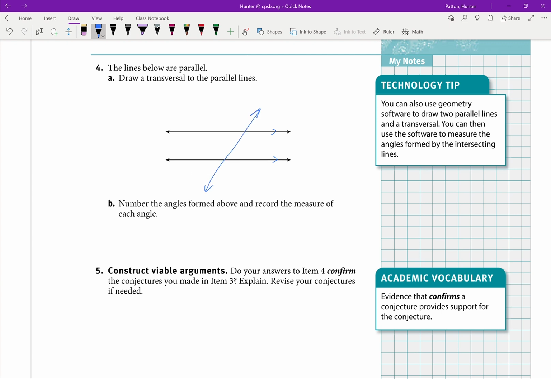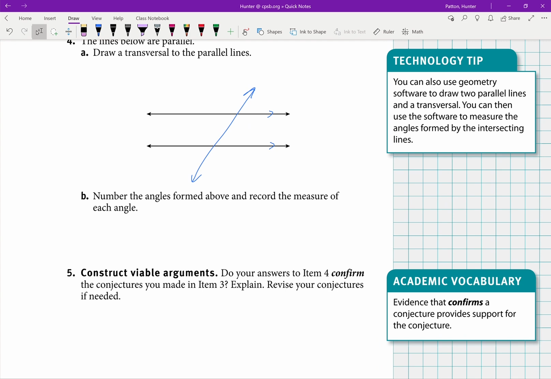That work? Okay. I'm okay with that. You could have drawn it the opposite way. You could have drawn it straight up and down if you wanted to. Whatever, as long as it cuts and intersects those two lines at different points. Okay. Number the angles formed above and record the measure of each angle.